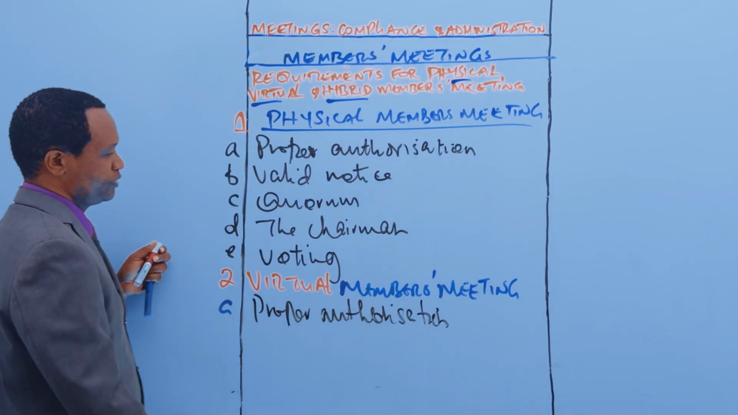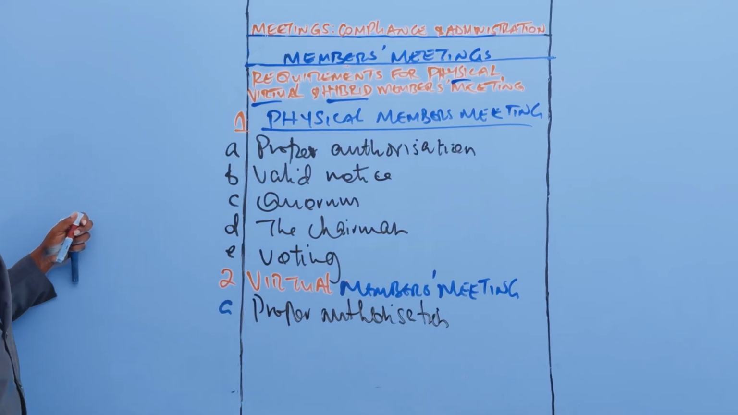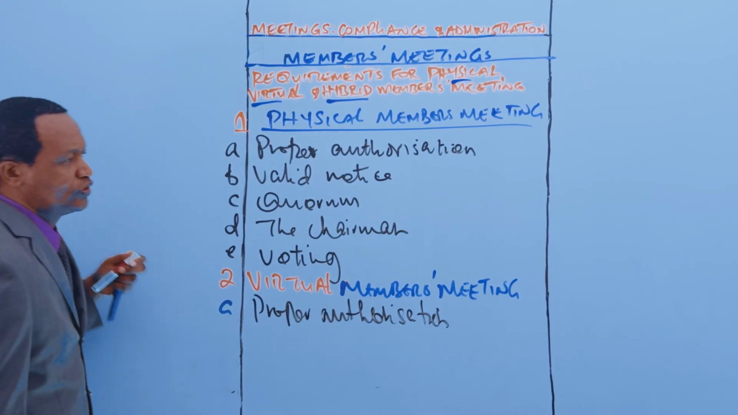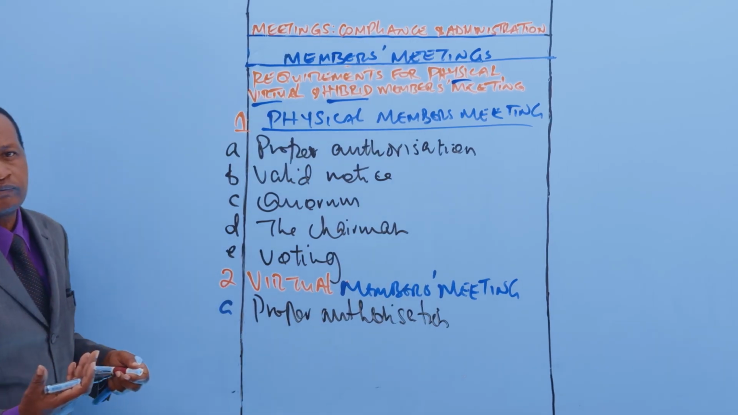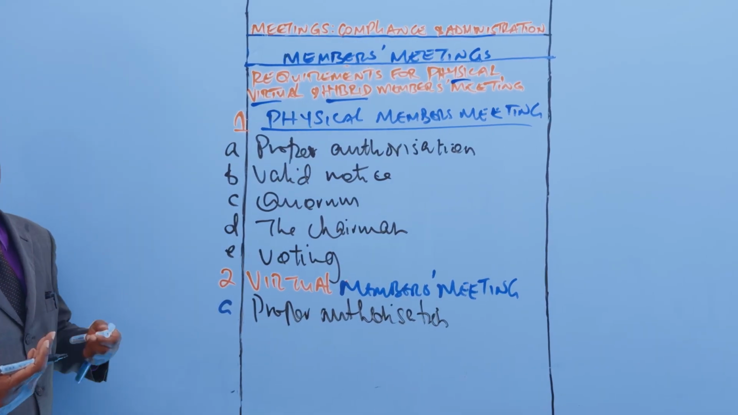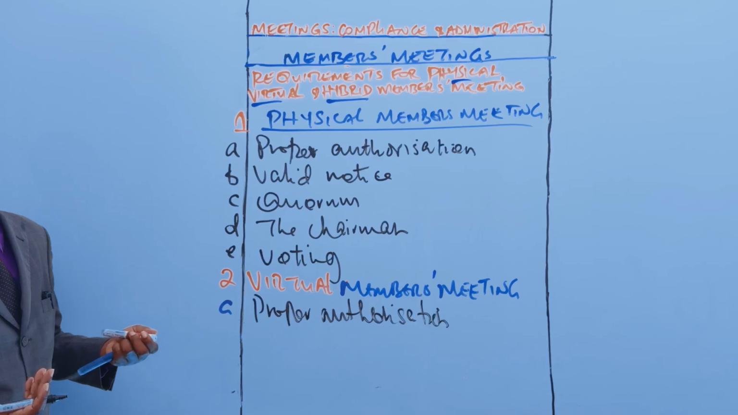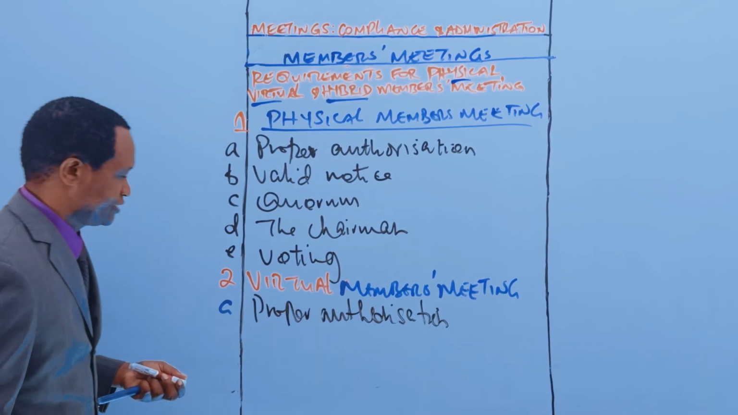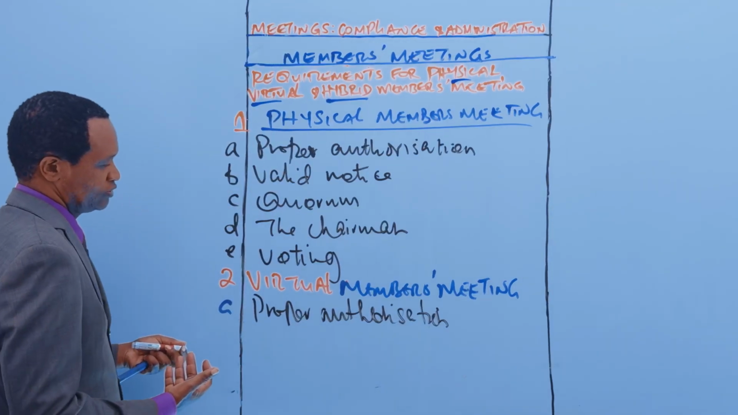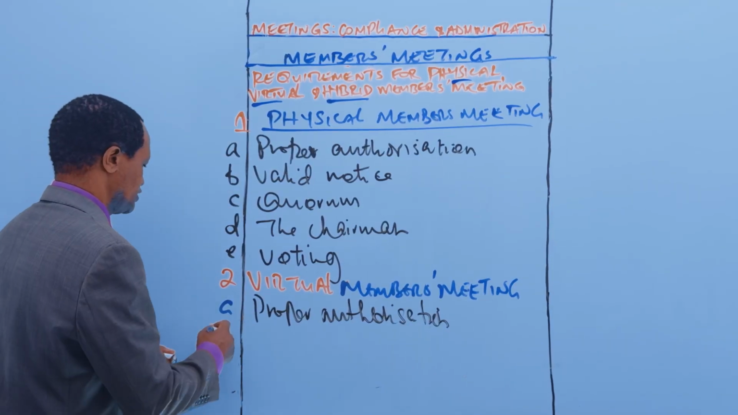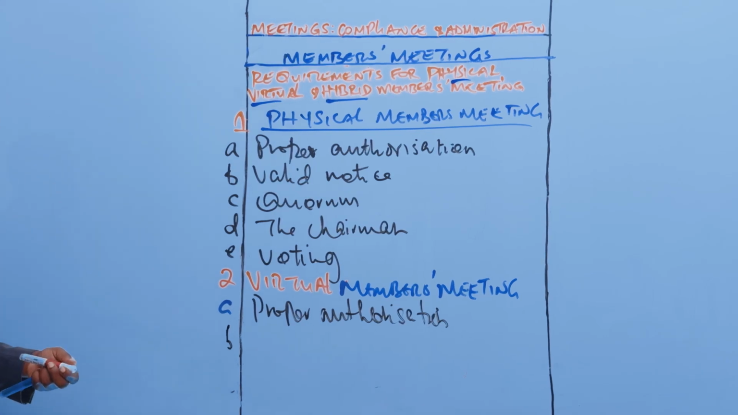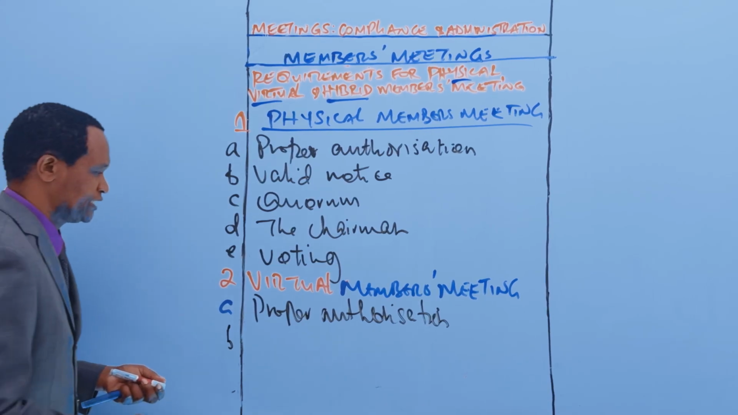Just like a physical meeting, a virtual meeting has to be properly authorized. Understand? The company's articles of association must explicitly allow, first of all, for a virtual meeting. Or it could also be a court order, such as those issued during pandemic, which must be in place. You understand? Proper authorization. The second requirement of a virtual members meeting is in relation to technology.